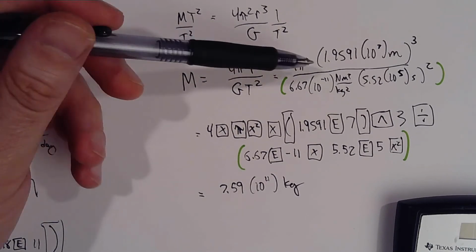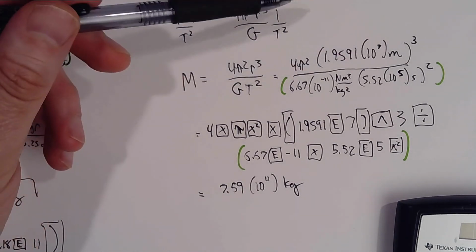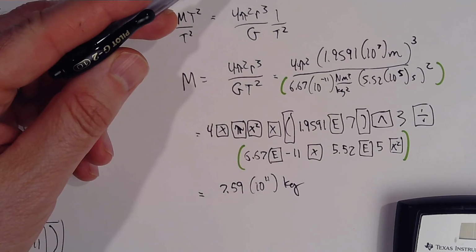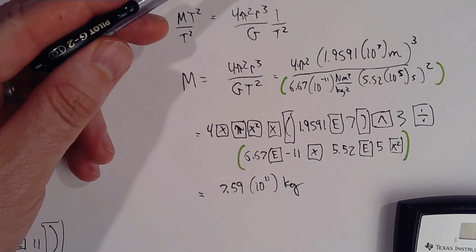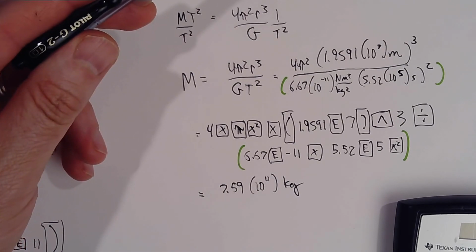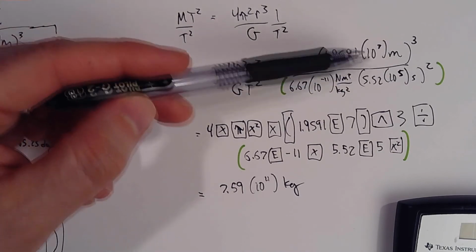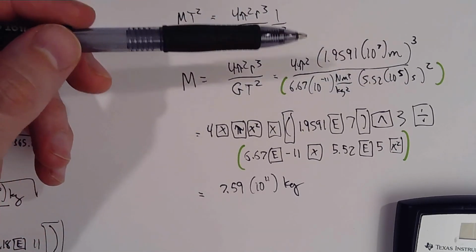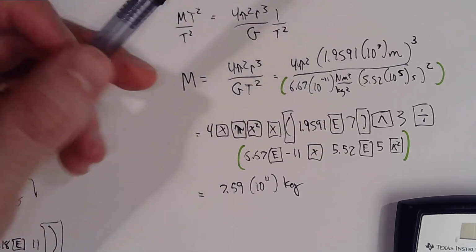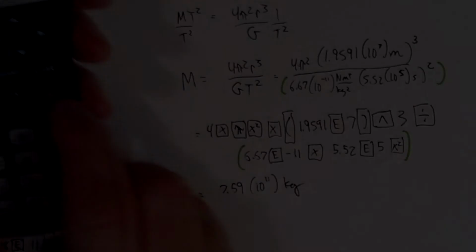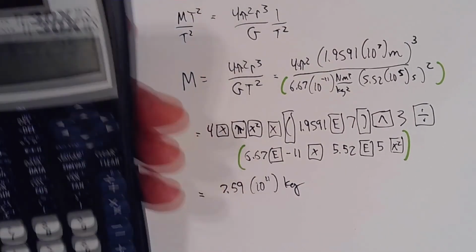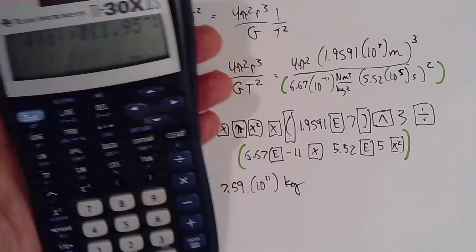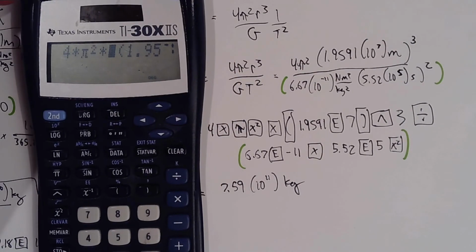Let's see. So 4 pi squared, 10 to the 7th. Right now I'm just looking to make sure all the values work out. 10 to the 7th meters is the radius of Charon's orbit. We've got G, we've got T squared. Everything here is ready to go. Let me see what I plugged into the calculator. All right. So going through what I entered in my calculator, I believe I found my mistake.